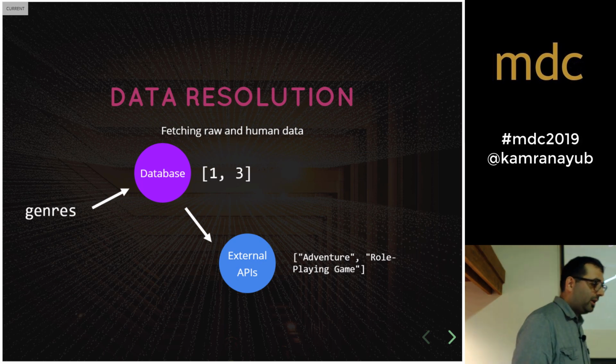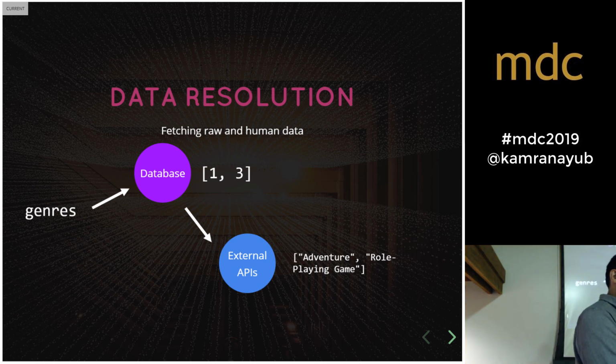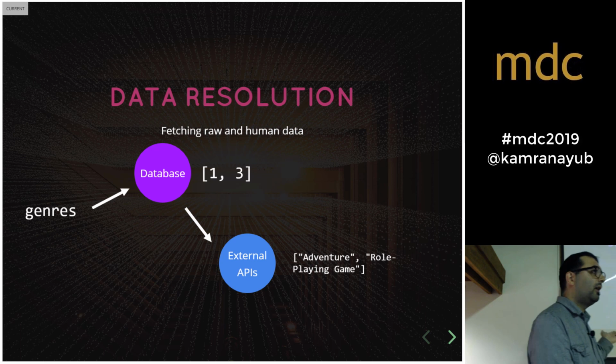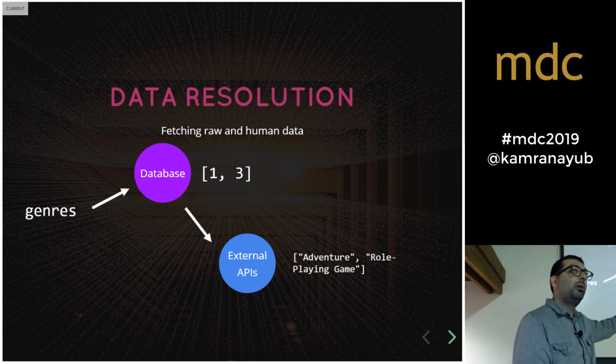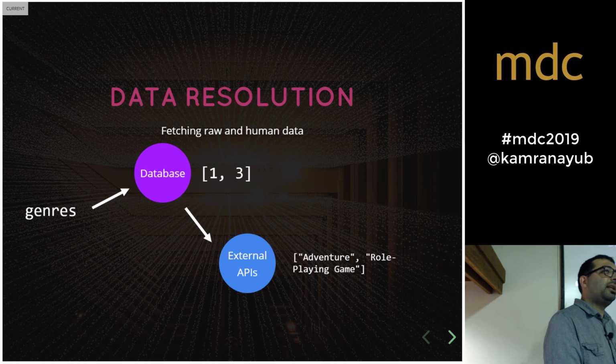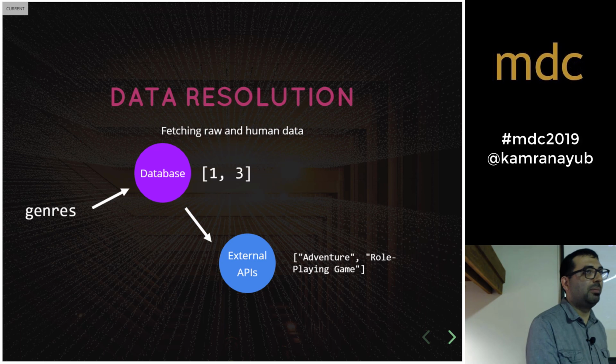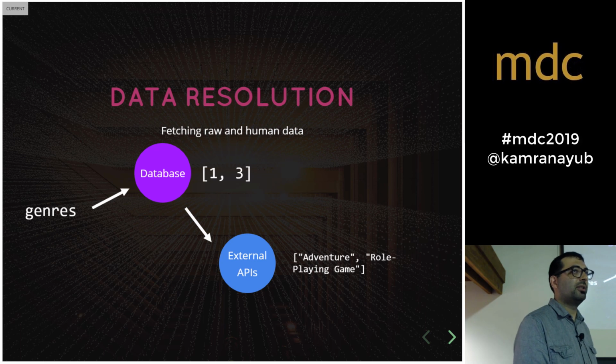Now this data resolution seems simple at first, but gets complicated quickly. So if I am requesting data for genres, for example, yes, that primary data might come from our Postgres database, so I issue a SQL query. But then if the user and the UI needs the human readable value, like I said, that's from a different microservice. So then we've got to do another async call to go get what do 1 and 3 resolve to? Well, adventure, role-playing game, those are the human values that we need to get.